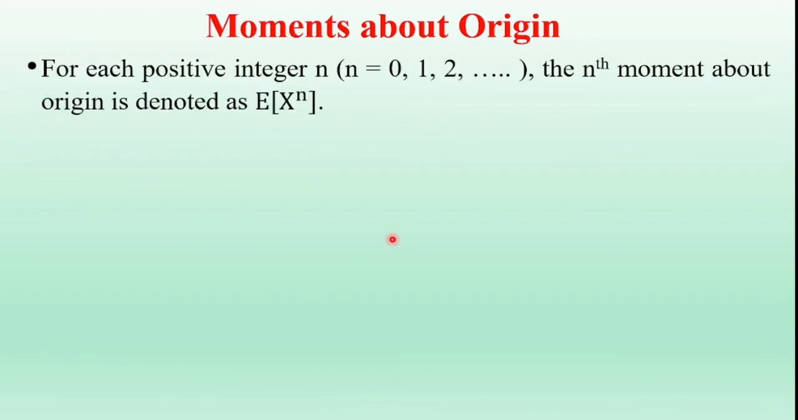So what is moment about the origin? For each positive integer value, small n is a positive integer, that is, n equals 0, 1, 2, 3 and so on. The nth moment about the origin is denoted symbolically as the expectation of X power n.